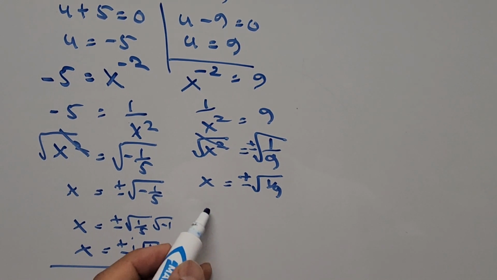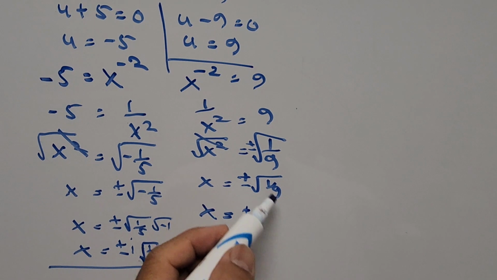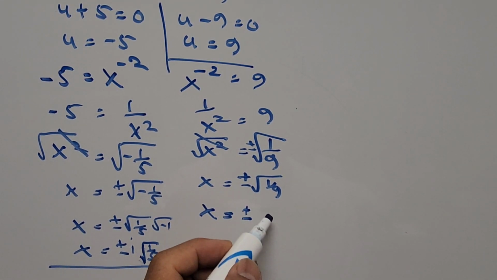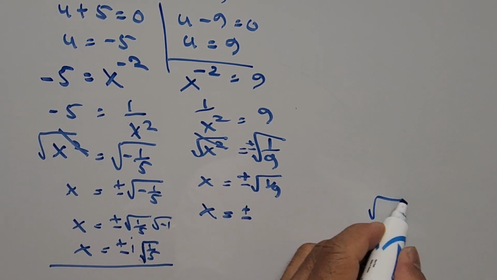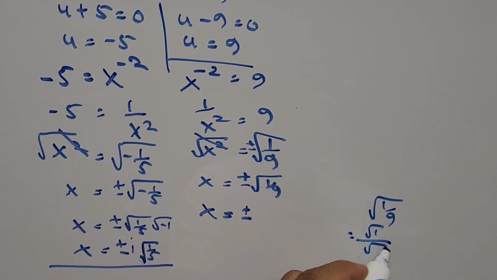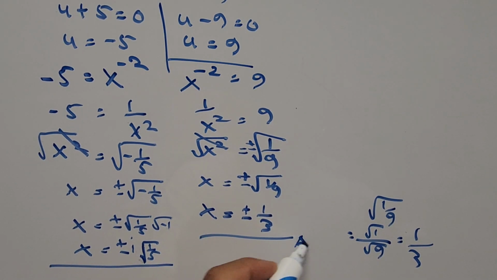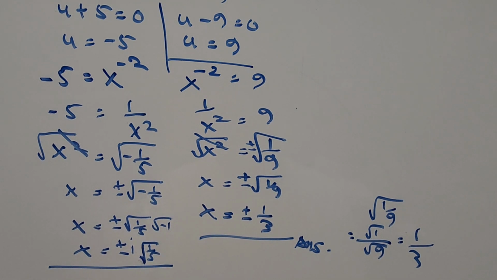Here the value of x is equal to plus or minus the square root of 1/9, which is written as the square root of 1 divided by the square root of 9. The square root of 1 is 1, and the square root of 9 is 3. So we have plus or minus 1/3. So these are the values of x. These are now our answers.